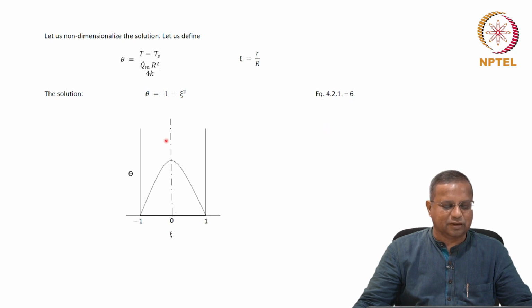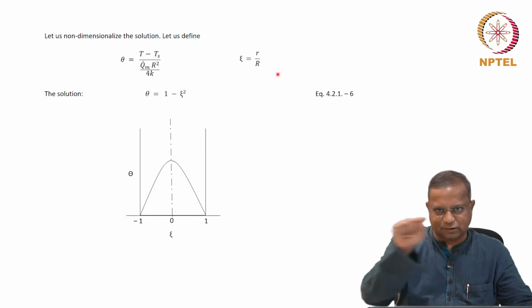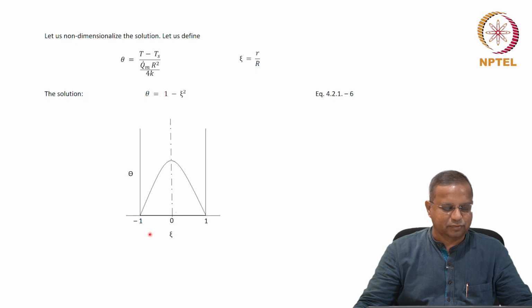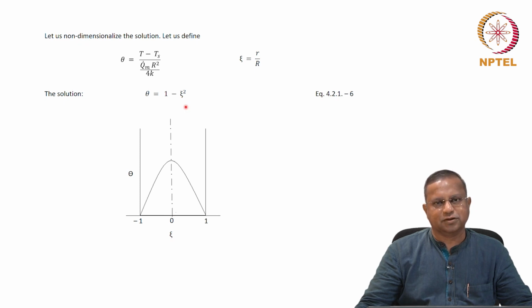equation 4.2.1-6. And therefore, if you plot theta versus xi, this is the value 0 for xi. This goes from minus 1 to plus 1, r by R. The radius at the center goes from minus R, we have converted r by R into a distance variable, and therefore it goes from minus 1 to 1, and you have this nice parabolic profile here. So this is the temperature profile for pure conduction in a muscle, which we have assumed to be a cylinder.